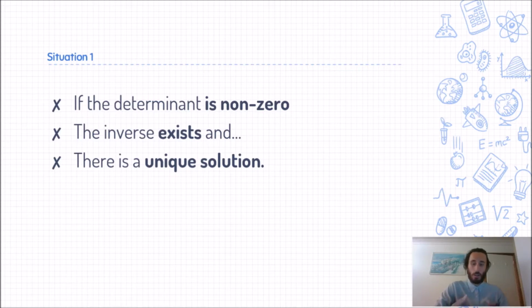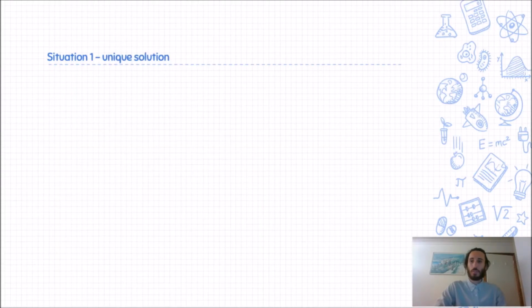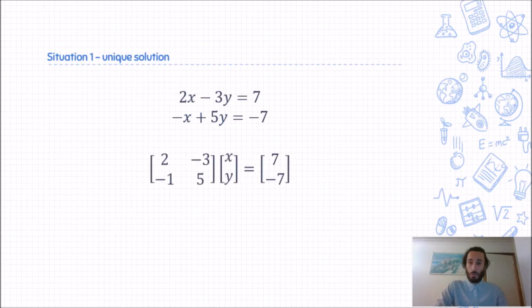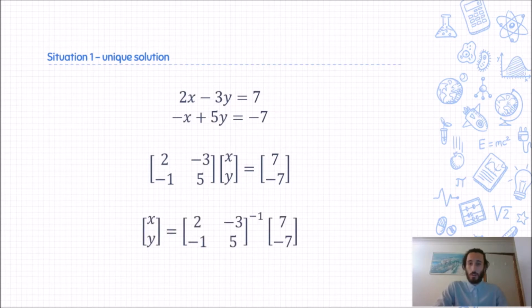In that case, it can be positive or negative. In that case, the inverse exists and there is a unique solution. So let's show you what that looks like. Here's our system of linear equations. We put them into a matrix. Since the inverse exists, we can bring this matrix to the other side, which is what we've done here.